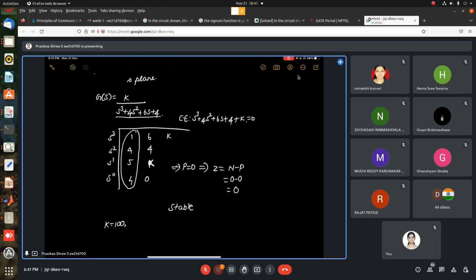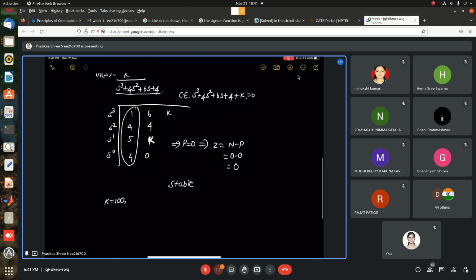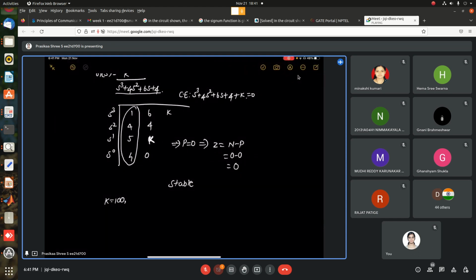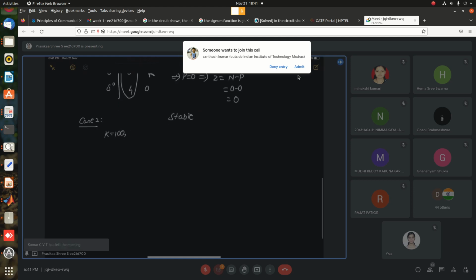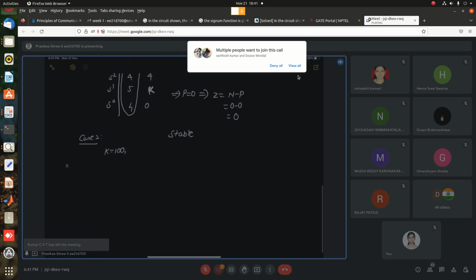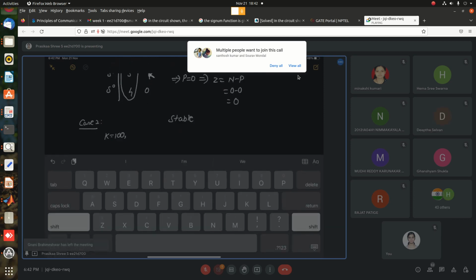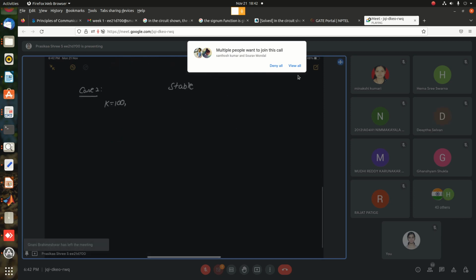Okay. So anyway, the first row will be remaining unchanged, right? For k equal to 100, let us call it case 2. For k is equal to 100, let us draw the polar plot for this, okay? Because we don't know the encirclements for k equal to 100. So we need to draw the polar plot in order to find how many encirclements are there for k equal to 100.